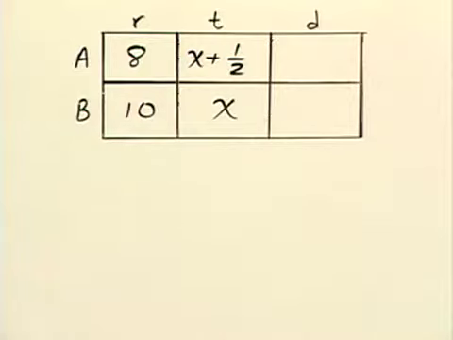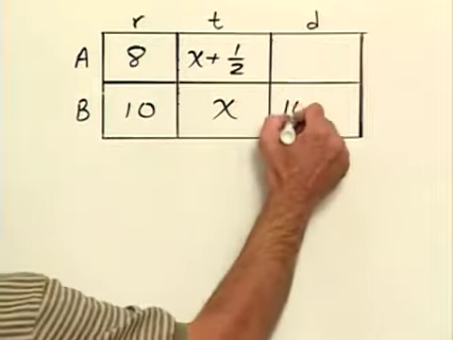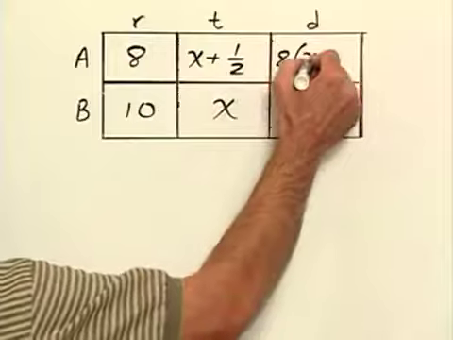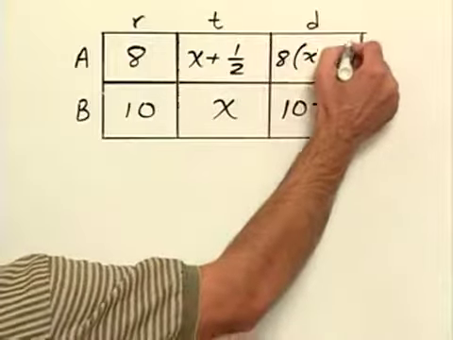Now, to find the distance, remember, we're using distance equals rate times time. So I'll multiply those two quantities together in each column to get our distances. So we have 10x on the bottom, and on the top we will have 8 times x plus 1/2.